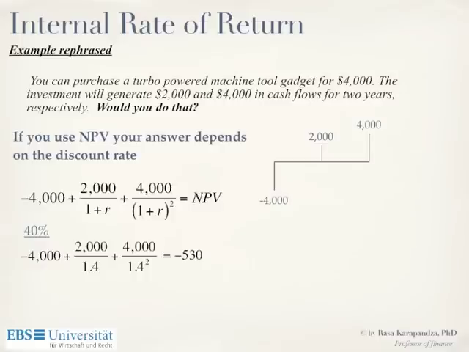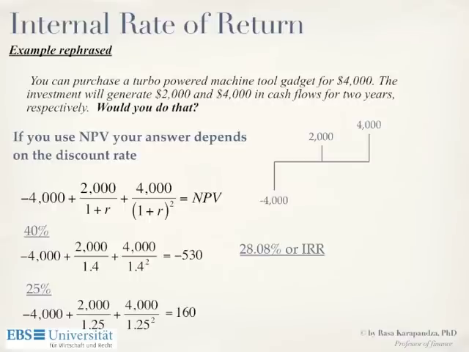On the other hand, if this project was less risky, let's say 25%, then you would do this project because then this project would have a positive net present value. Okay? Now the question is, would you do this project if the interest rate that the similarly risky project was offering you was actually 28.08%? Then you would be indifferent. You would not care whether you invest into this project or in another project that is offering you 28.08%.